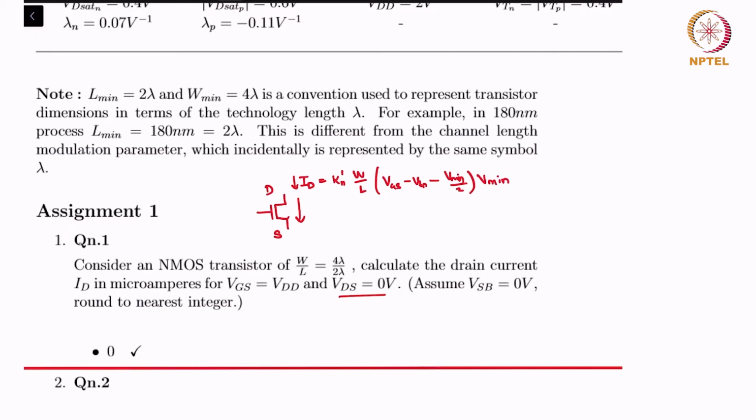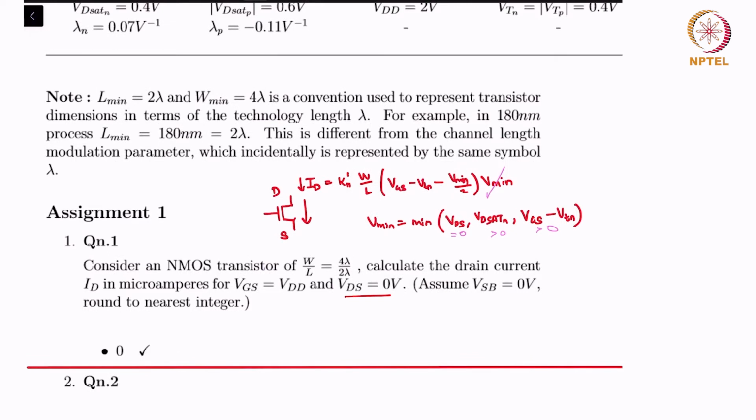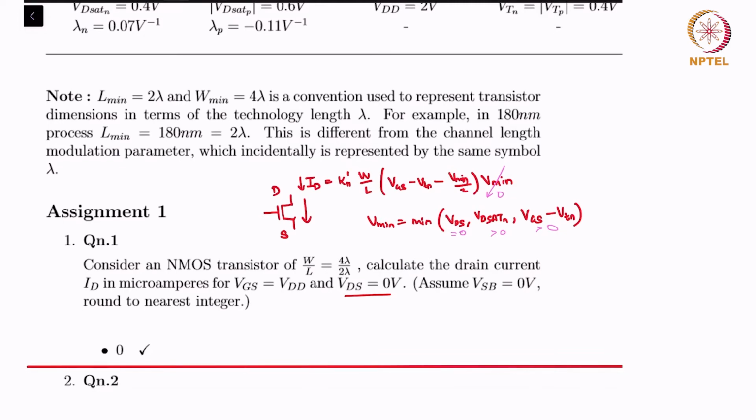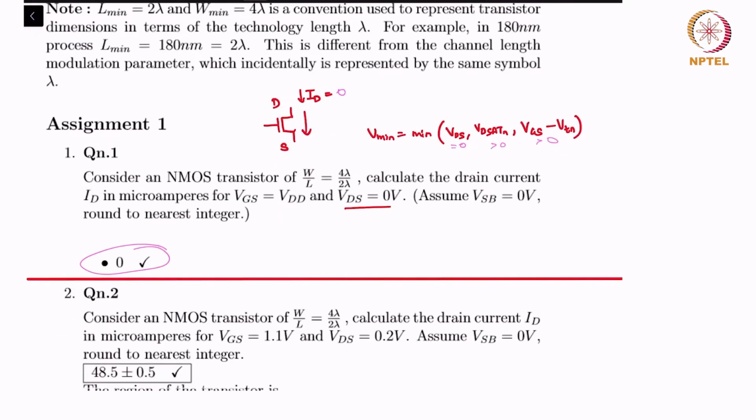Now since VGS is equal to 0 and Vmin is equal to the min of VDS, VDSAT n and VGS minus VTN, since these other two quantities are greater than 0, right? Because VGS is VDD, VDD minus VTN is clearly greater than 0. This is equal to 0. Vmin comes out to be 0, which means this is now 0 times something, so ID is equal to 0 is what we get. So that's the first answer.